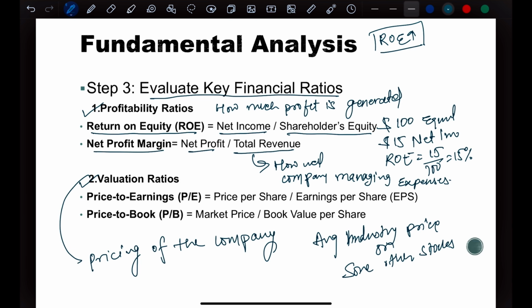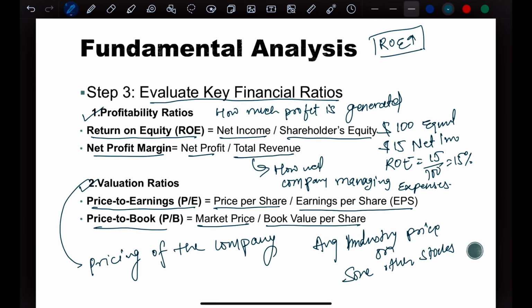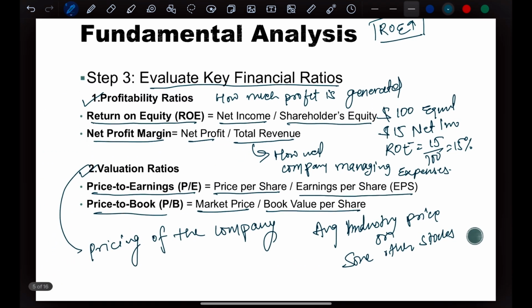The two key ratios are price to earning, which is nothing but price per share, which is the current market price, divided by earning per share. And the second one is the price to book ratio, which is the current market price divided by book value per share. Now let's understand what EPS and book value per share are.